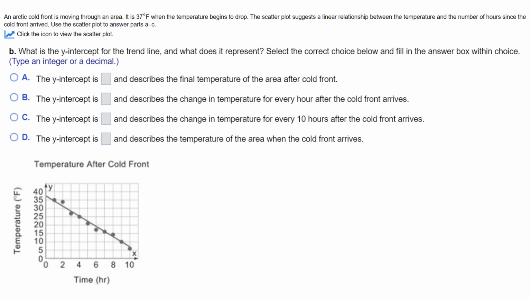For part B, it's the same word problem, but this question asks, what is the y-intercept for the trend line and what does it represent? So the y-intercept is our starting point, and it tells us that it starts at 37 degrees Fahrenheit. So the y-intercept is 37 degrees, and that is when the temperature begins to drop. So for our answer choice, we're going to pick this one here that says the y-intercept is 37 and describes the temperature of the area when the cold front arrives. So before anything has happened, it is 37 degrees Fahrenheit.